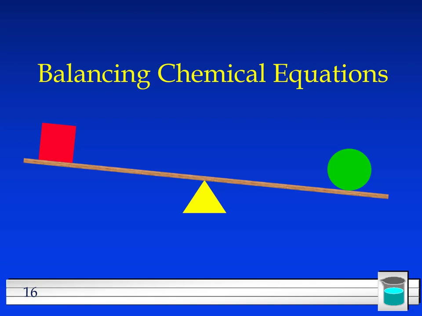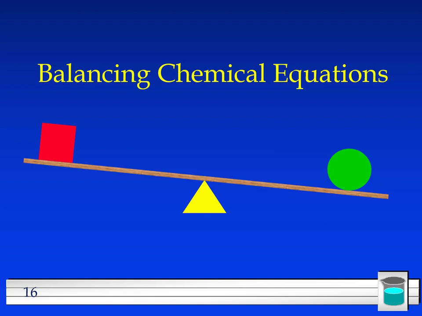All right. Balancing chemical equations. If something is balanced, why is it balanced? That's an equal amount on each side. Equal weights on each side, equal amounts on each side. That's how you get things to balance. Equal force on each side. So that's what we're trying to do. And the sides are before and after, reactants and products.